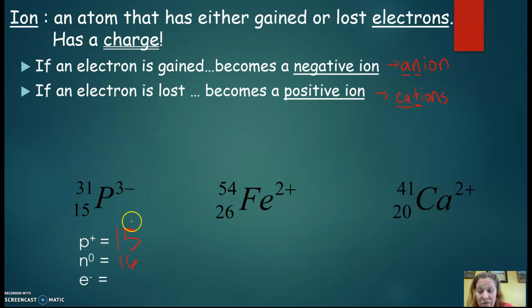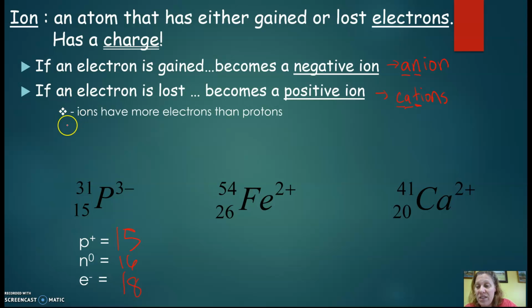You're never, ever going to change protons. I think I say that in a second, because they're never gained or lost. Protons are right there in the middle. Okay, so 18. That makes 3 more than 15. So that's actually this first one. So again, negative ions have more electrons than protons.